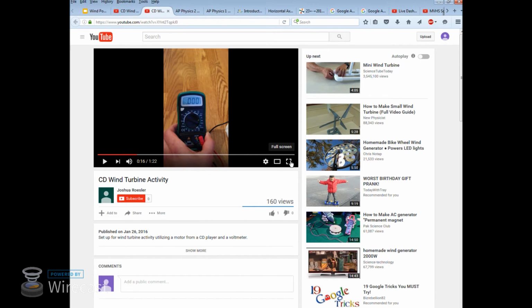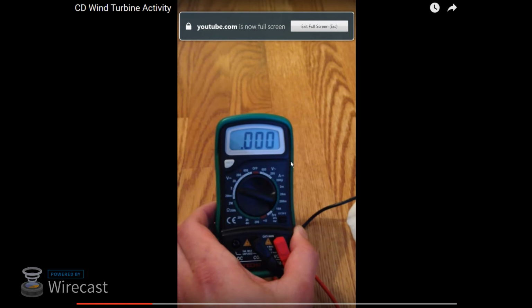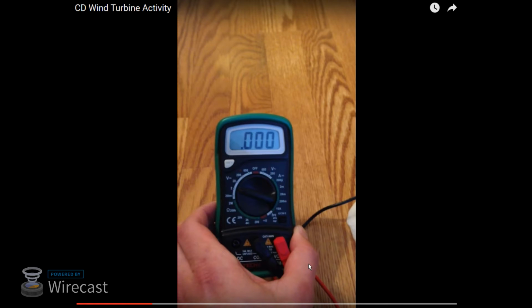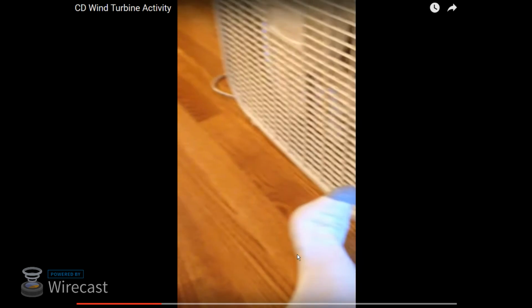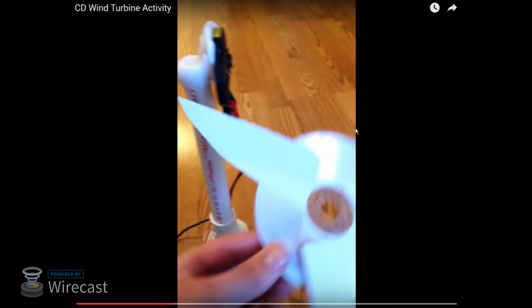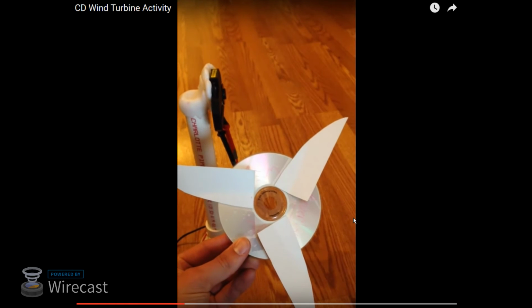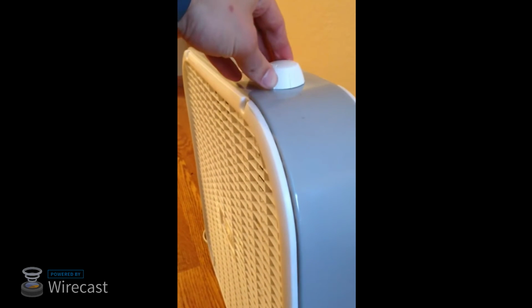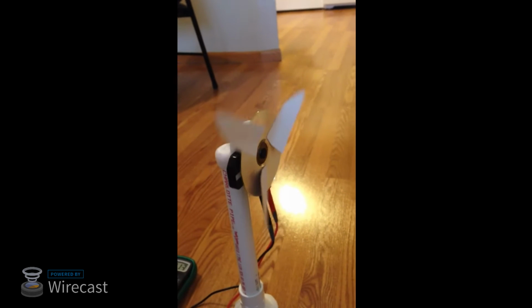So you would see here that you have a voltmeter so that you can measure how much voltage you're actually generating, and also a box fan so that you can consistently pour air. And you can see that there is the wind turbine right over there. And you can see that when the fan is turned on, the turbine is able to spin and generate a voltage.